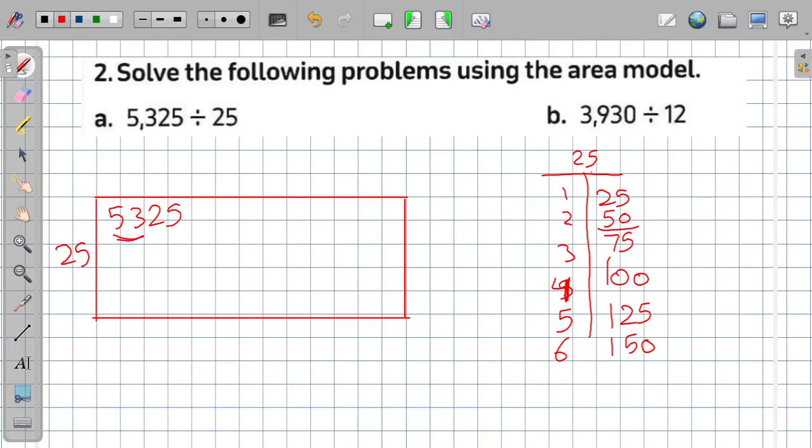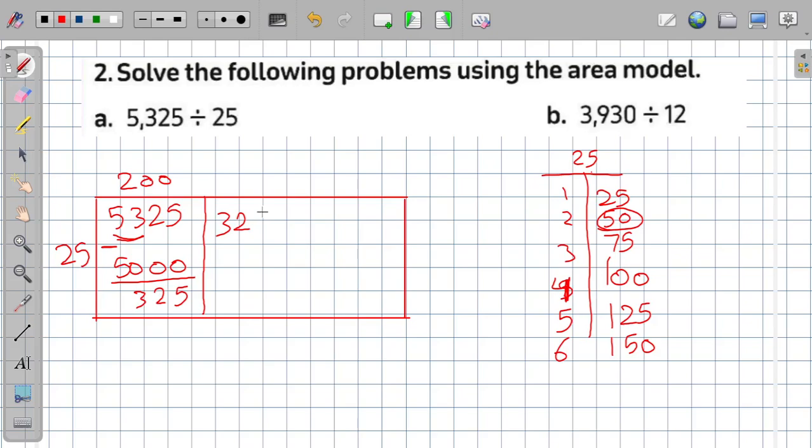Okay, so our first two digits here is 53. So I have here 50. So I will take 50. Okay, and I have two digits here, so I will write two zeros. Okay, 50 divided by 25 is 2. And I have two zeros here, so I will write two zeros. Okay. After that, I will subtract the two numbers here. So I have 5 minus 0 equals 5. 2 minus 0 equals 2. 3 minus 0 equals 3. And 5 minus 5 is 0. Okay. So the remainder is 325.